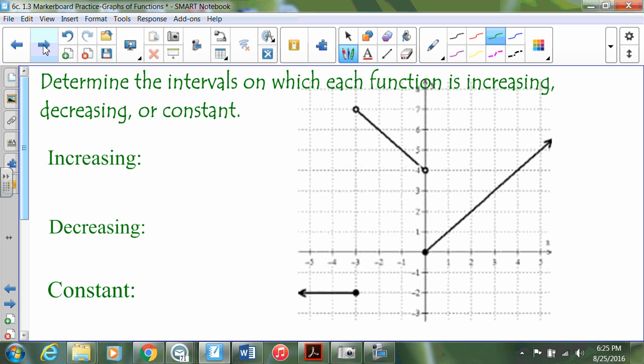Okay, so we're going to determine the intervals on which each function is increasing, decreasing, or constant. Let's get the constant one out of the way. Over here, I'm looking at when x is -3. Something's going on, and as I'm looking this way, I notice that all the way from negative infinity until it comes to a screeching halt at -3, that's just a constant. It is the line y equals -2.